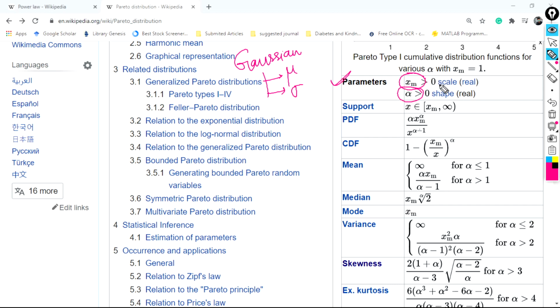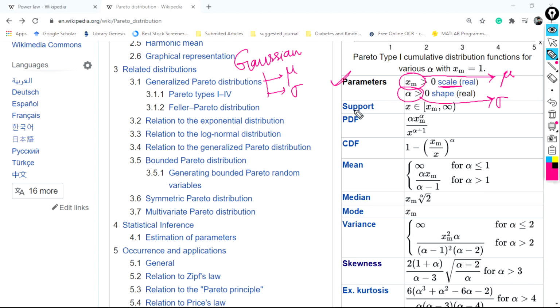Xm is greater than zero and is called the scale, similar to mu, the mean. And alpha is called the shape of the Pareto distribution, and it is the same type of thing as sigma in the Gaussian distribution. Comparing the distributions, the job that mu does in the Gaussian distribution is done here by xm, and the job that sigma does in the Gaussian distribution is done here by alpha. This is the same kind of thing in these distributions.